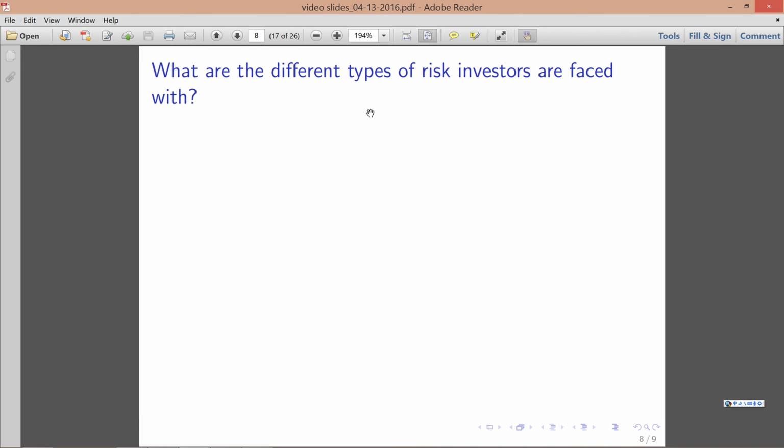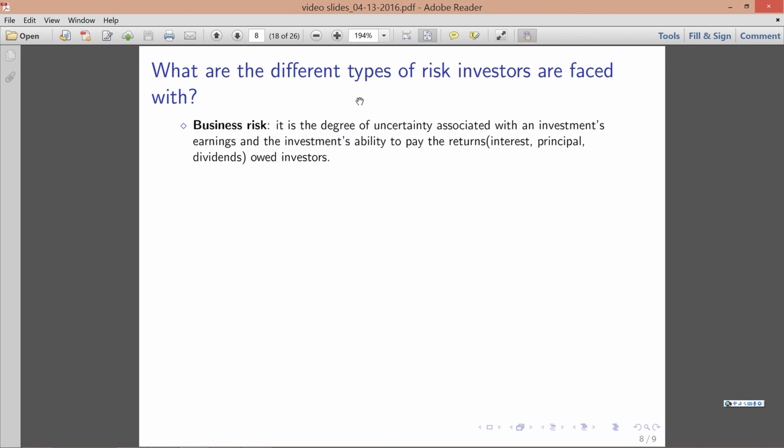Now, the next question is, we're talking about the risk premium. What are the different types of risk investors are faced with? There are a bunch of them. One is the business risk. So when you invest, you worry about the uncertainty associated with the investment's earnings or the investment's ability to pay the return. So if you're buying stocks, you worry if the firm is going to be able to pay the dividend, and you worry if they're going to generate enough earnings to keep the price higher and higher.